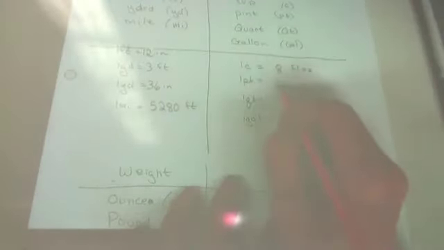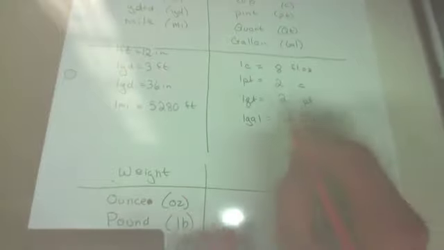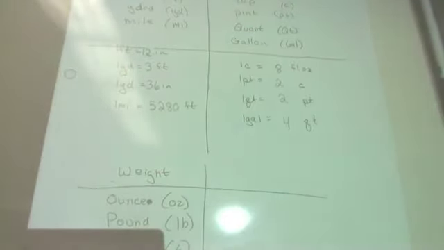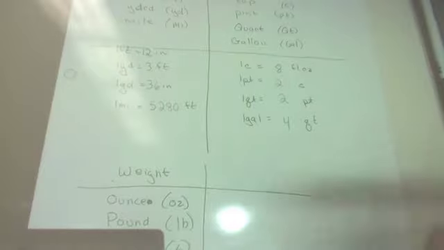There are 2 cups in 1 pint. There are 2 pints in 1 quart. And there are 4 quarts in a gallon. Again, these are our equivalences, and we're going to have to use those when we start converting.